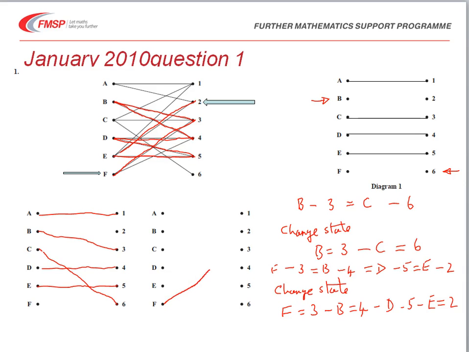F is allocated to 3, B to 4, D should have a double line on that diagram there, so D is now 5, and E is 2. Leaving us with others that haven't changed. A is still doing 1, and C is doing 6. So there's our final matching, which we should state.